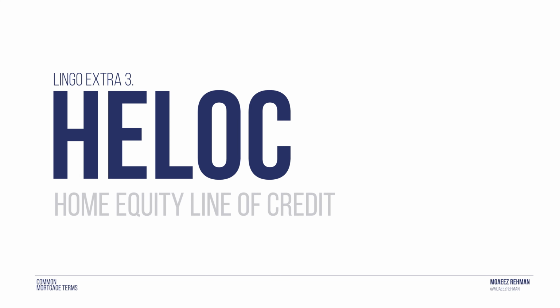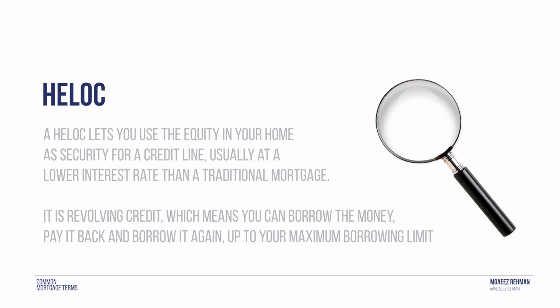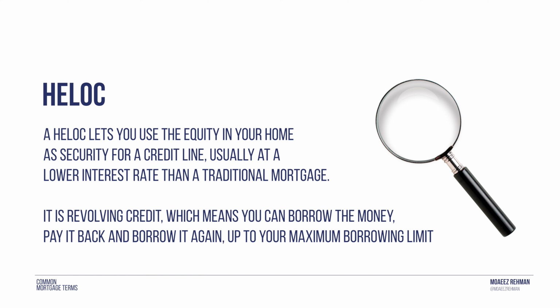And the final term that I want to chat with you about today is called a HELOC, Home Equity Line of Credit. A HELOC lets you use the equity in your home as security for a credit line, usually at a lower interest rate than a traditional mortgage. It is revolving credit, which means you can borrow the money, pay it back, and borrow it again, up to your maximum borrowing limit. So folks, there you have it. These are the most common mortgage terms used during the purchase of your home.